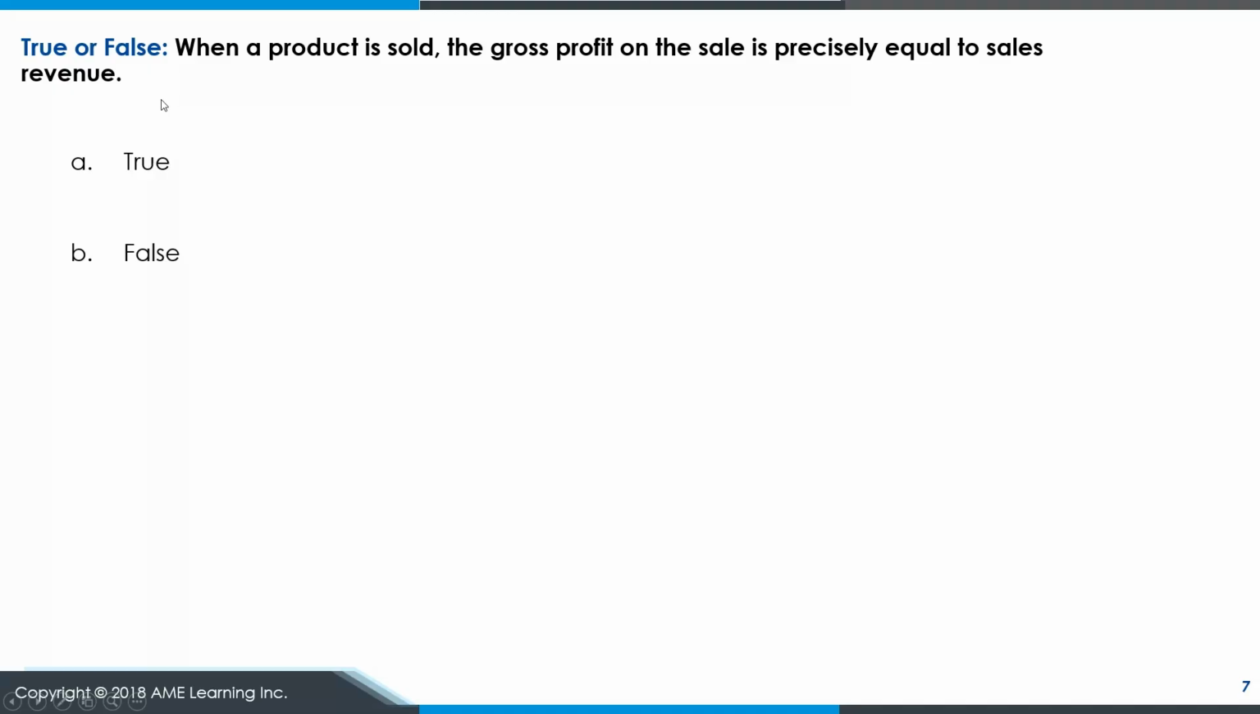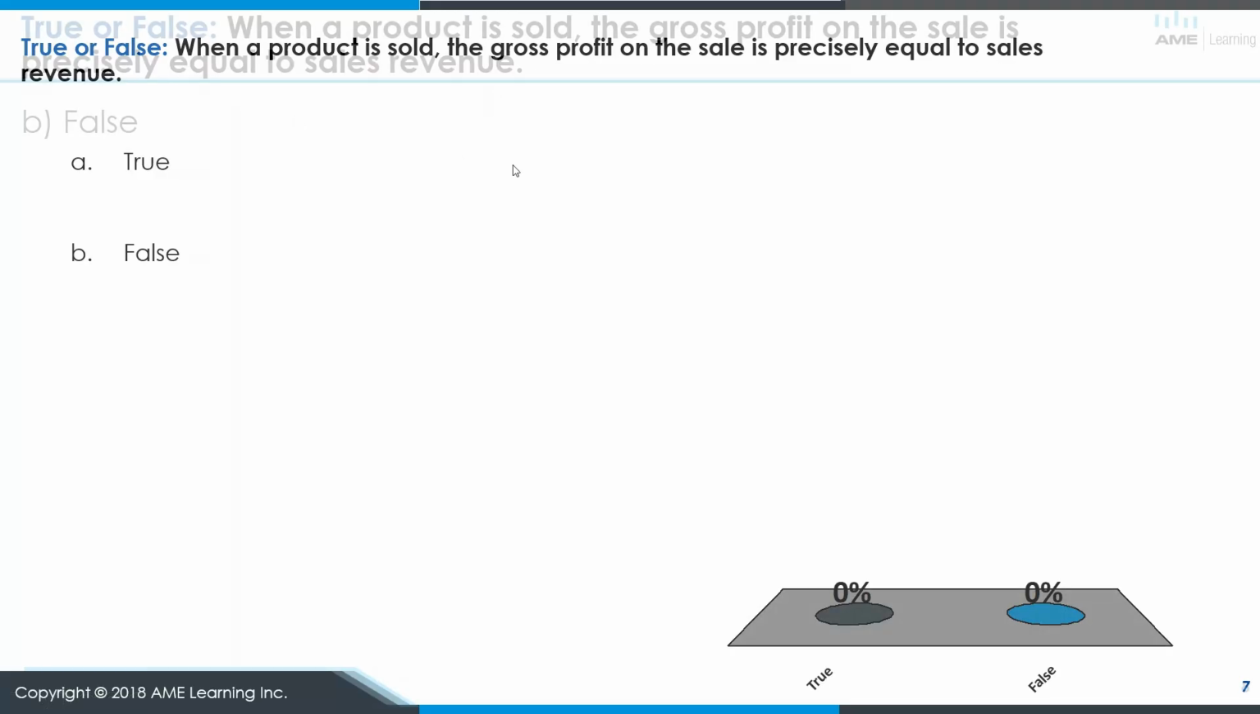Okay, true or false: when a product is sold, the gross profit on the sale is precisely equal to sales revenue. And that's not true. The gross profit would be your sales revenue minus the cost of goods sold.